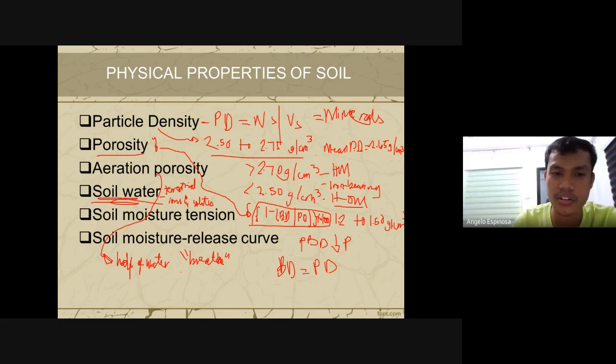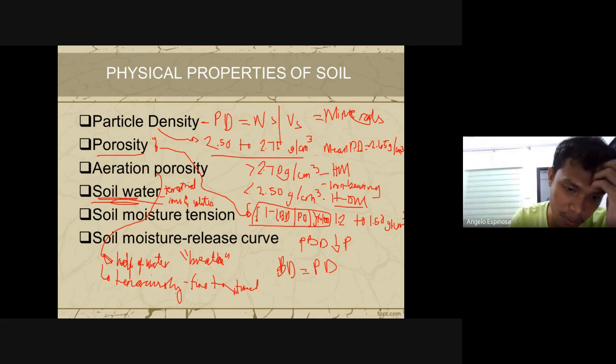And soil moisture is also held more tenaciously. It is held more tenaciously in fine textured soils. Because of what? Proximity of the predominant micropores present. Because of the micropores. Since with fine texture, it is dominant in micropores. Okay?